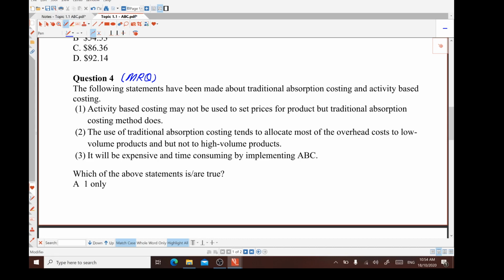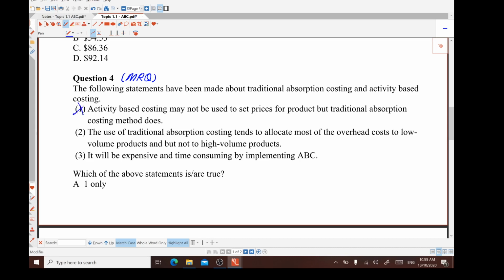Now imagine here, the following statements have been made about traditional absorption costing and activity-based costing. So let's have a look. Which of the above statements is or are true? All right, so let's see. We're looking at this question number 4, statement number 1 first. Activity-based costing may not be used to set prices for products, but the traditional absorption costing method does. This is a wrong statement.